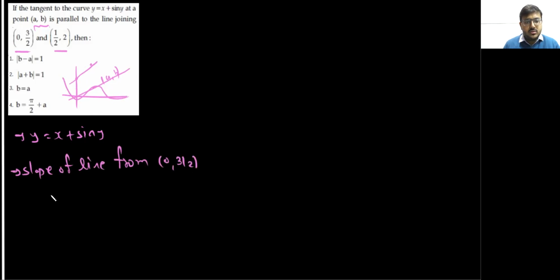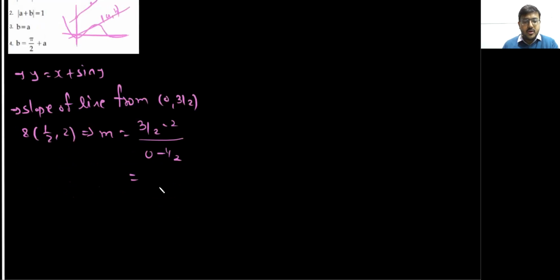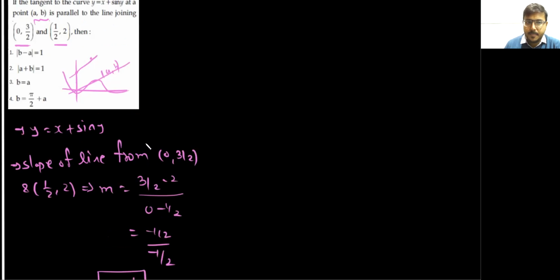from 0, 3 by 2 and 1 by 2, 2, which implies m equals y2 minus y1 upon x2 minus x1, right everyone? So it will be minus half upon minus half. So the slope of that line will be 1. So the same as the slope of the tangent at point AB also, right?